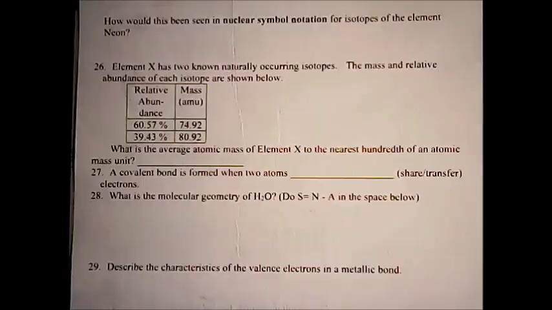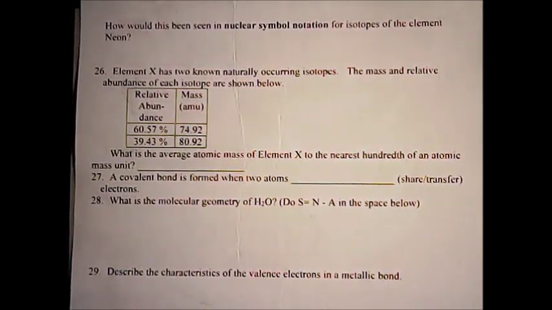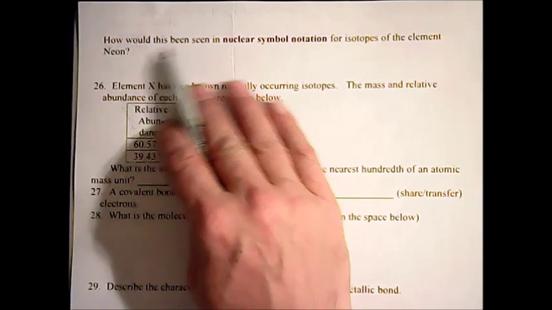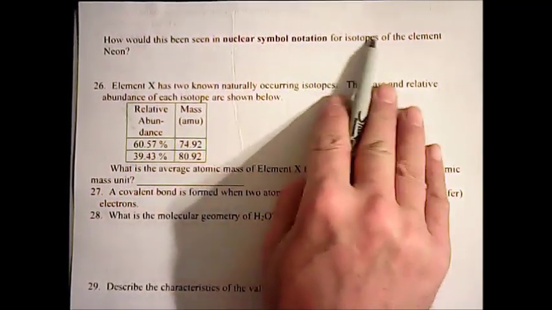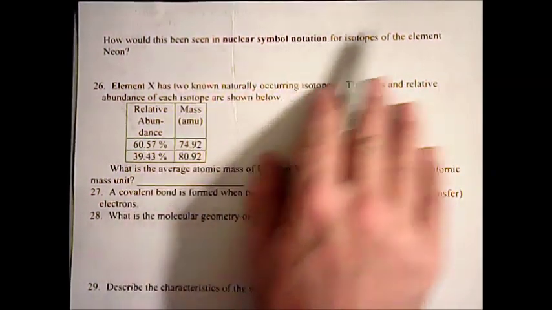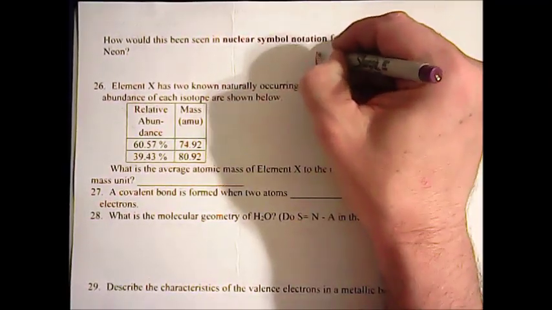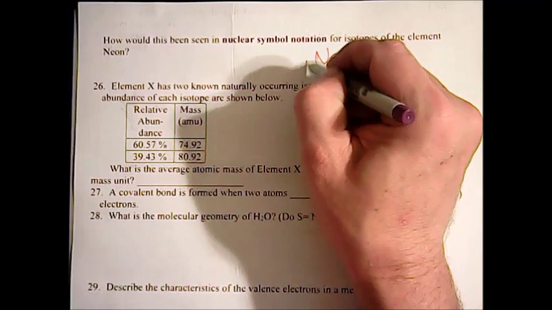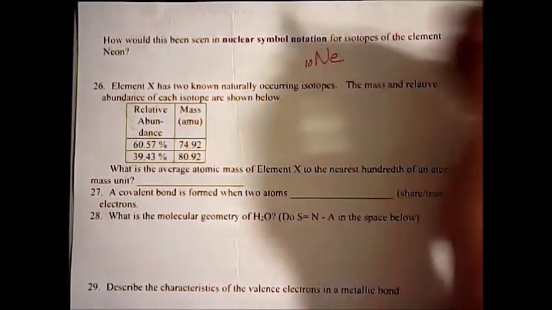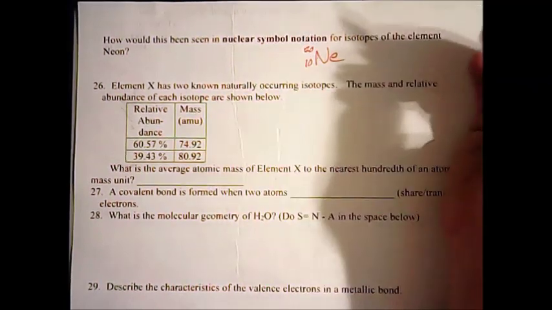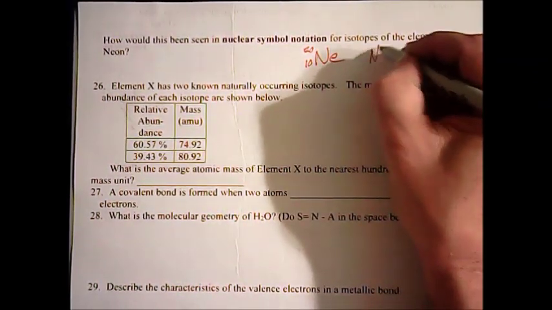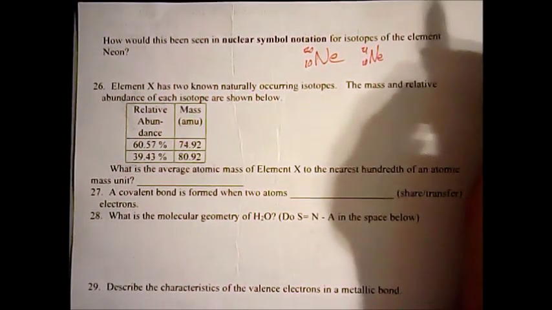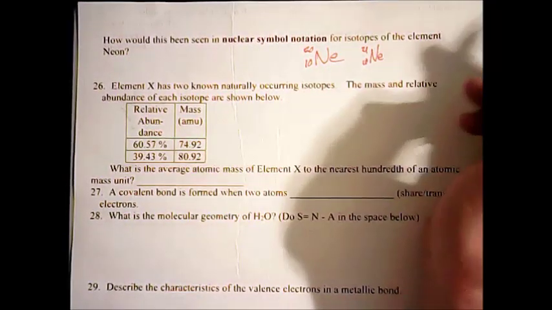Let's take a look at the next one. Not quite sure what the question says. How would this be seen in nuclear symbol notation for isotopes of the element neon? Well, neon, N-E, we know that neon has an atomic number of 10, and it has a mass of, could be 20, it could be 21, because some neon has 21, or has 11 neutrons, so these would both be isotopes of neon.